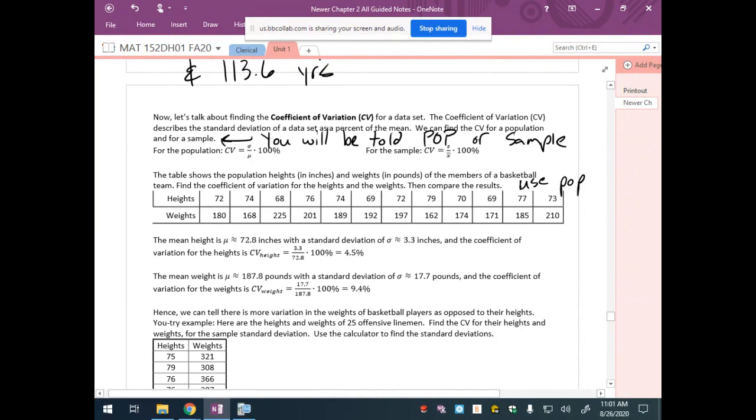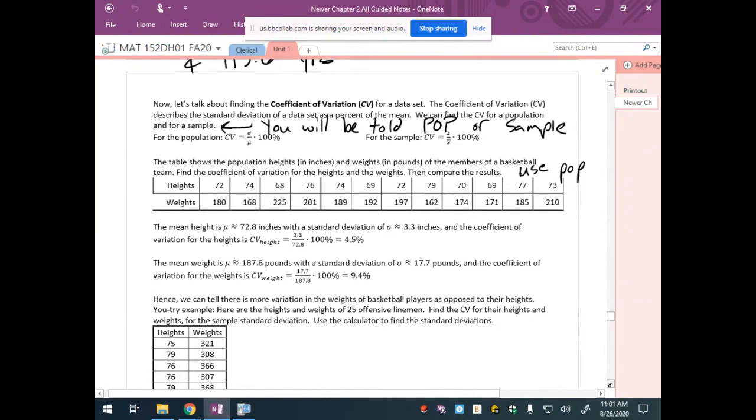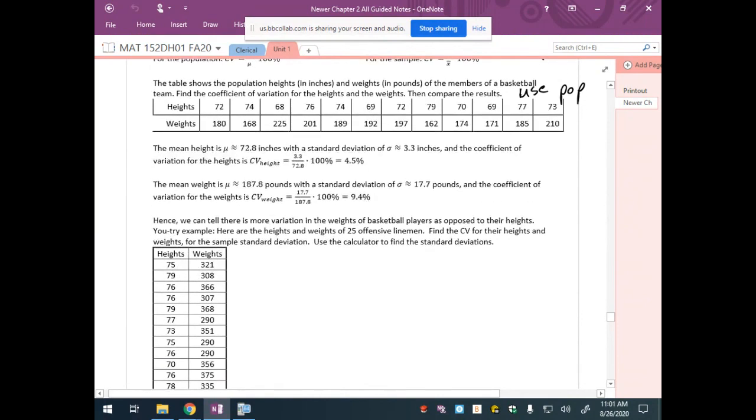Now, when you take your test or have this on a problem set, I'm going to ask you to summarize it in one or two sentences. Basically, all you could say is there is more variation in the weights of basketball players as opposed to their heights. Boom, that's it. Or you could say there's less variation in their heights as opposed to their weights.